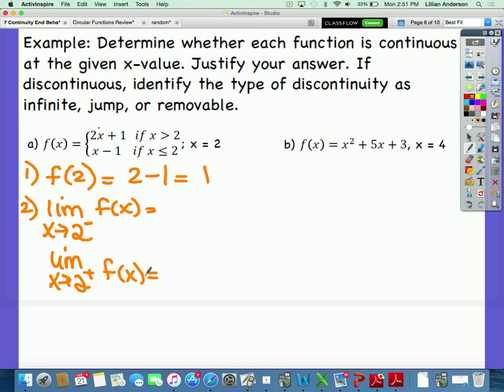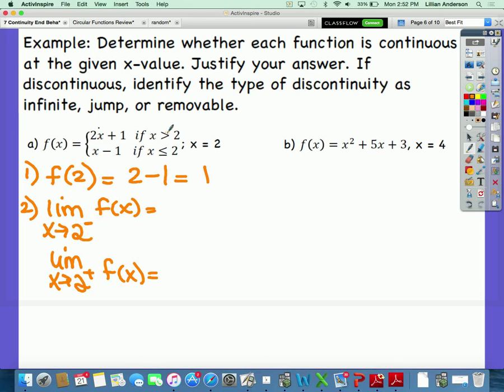Coming from the left, what's to the left of 2? What numbers are to the left of 2? 1, 0, -1, and -2, and so on and so forth. Are those less than or equal to 2 or greater than 2? Less than or equal to 2. So when we're coming from the left-hand side of the function, we're only looking at this part of the piecewise function. Does everybody understand that?